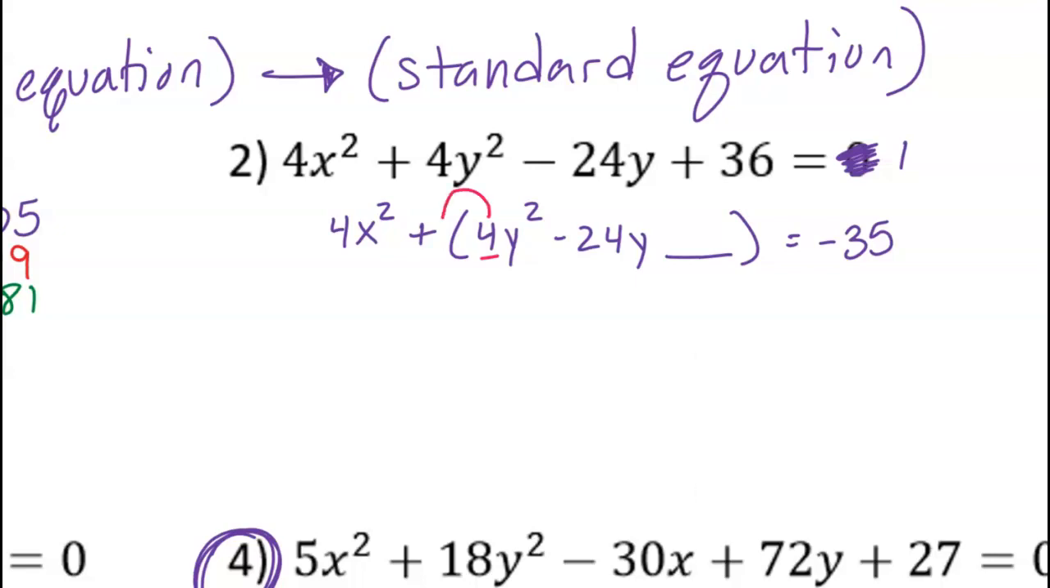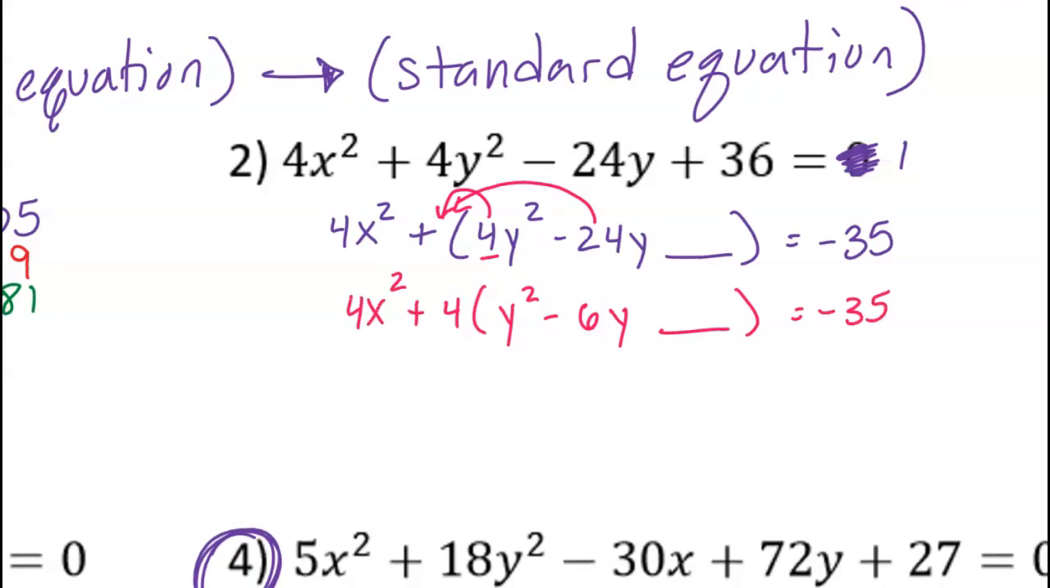We need to pull this a term outside of our parentheses, and this is exactly the same thing as pulling a GCF out. Now, if I'm pulling a GCF out, I need to pull it out of everything in my quadratic. So I'm dividing by 4. Negative 24 divided by 4 is a negative 6. And I'm going to bring everything else down.